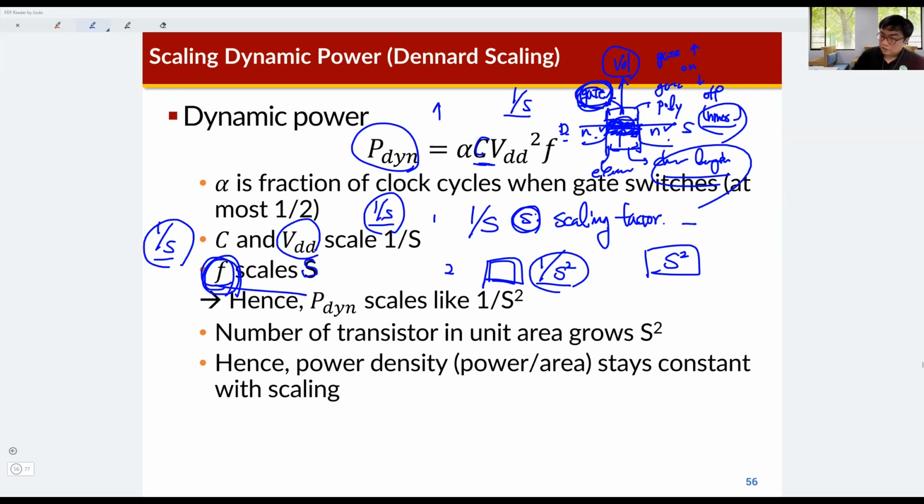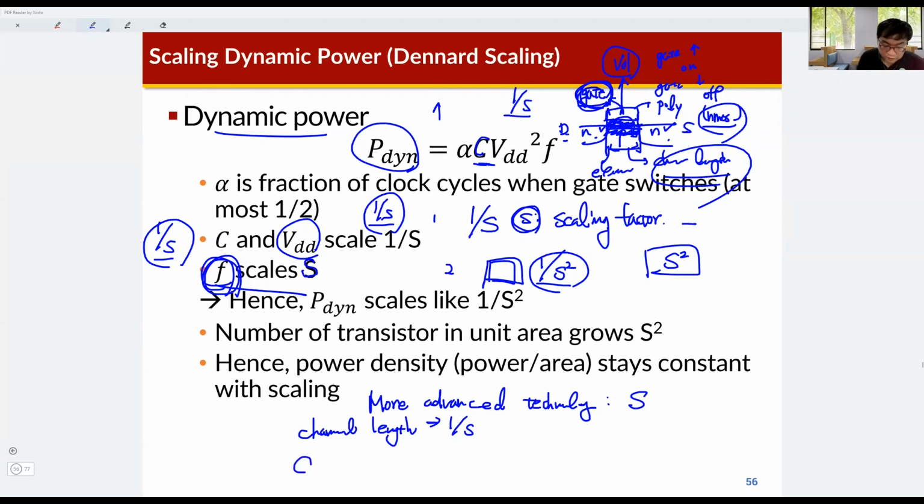So let's just calculate the dynamic power consumption of the processor with the more advanced CMOS technology. So, more advanced technology. So it's a scaling by S. So that means that channel length becomes 1 over S.